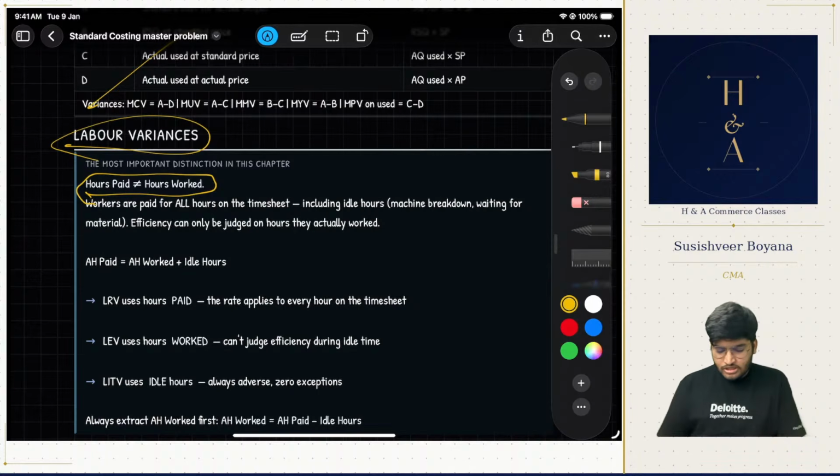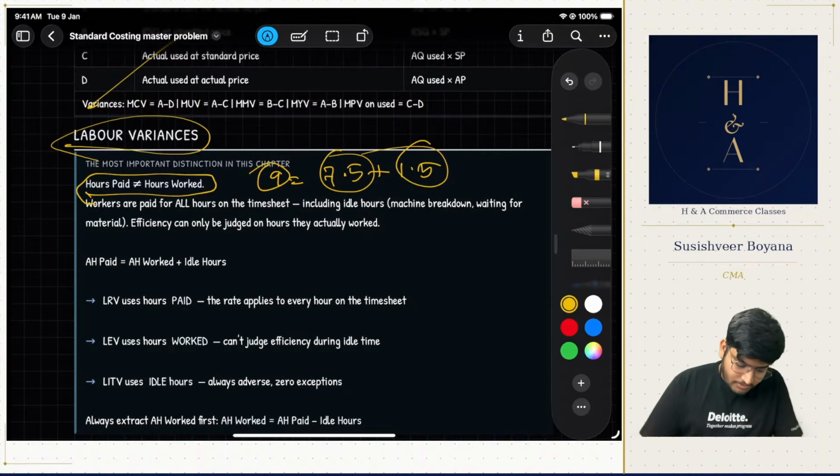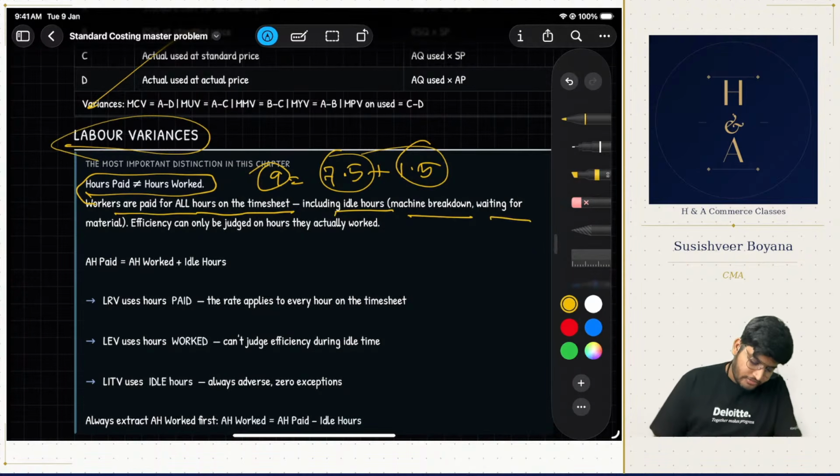Hours paid is not equal to hours worked. 9 equals 7.5 plus 1.5 is the example I gave. 9 hours is my time in office, 7.5 might be the hours I work, and 1.5 might be the idle hours. Workers are paid for all hours in the timesheet, including idle hours, machine breakdown, waiting for material, and so forth. This is specific to labor. Hence, we're talking in terms of manufacturing reasons.